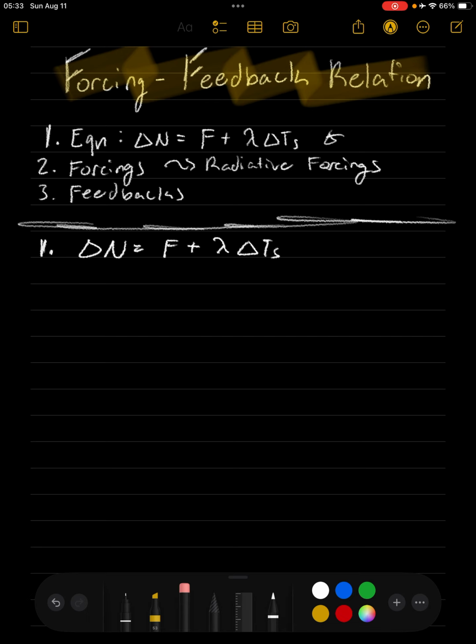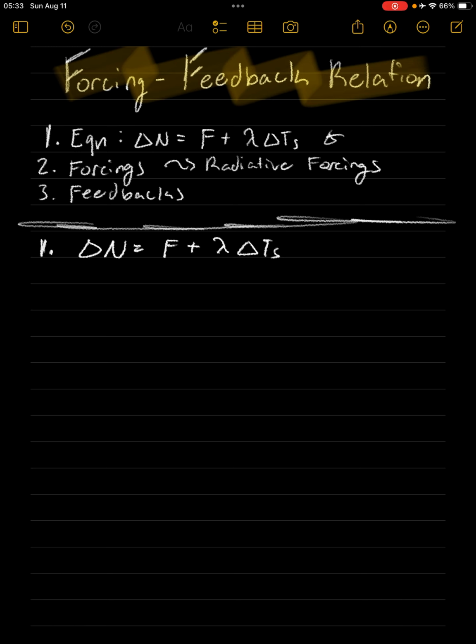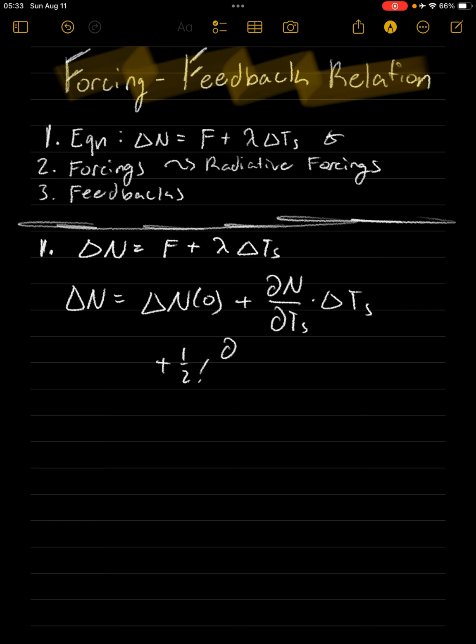So this equation right here, this is the forcing feedback equation, and this equation is actually a Taylor expansion. So if you were to Taylor expand this around temperature, like so, and then you can also keep going right here. However, normally this is not needed as much. This right here normally is just set equal to 0. Of course, it can keep going and going.